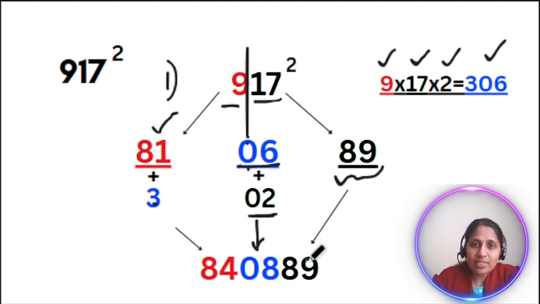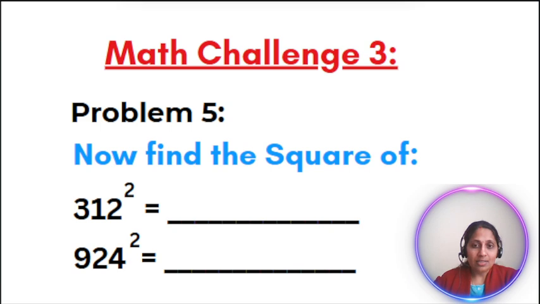So within a few seconds, you can solve these squares of 2-digit as well as 3-digit numbers very easily. Now the final task, problem number 5, which is finding the squares of the 3-digit numbers 312 and 924. Solve the 5 problems and post your answers without fail. I'll see you in the next video with the answers to all these numbers. See you.